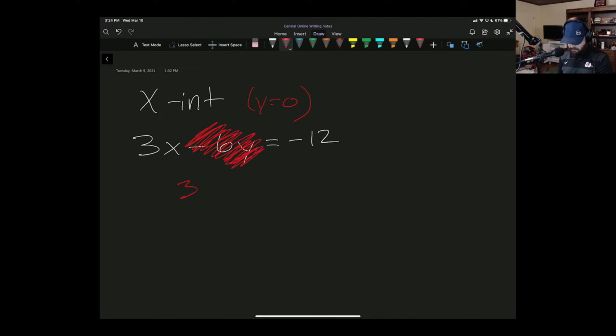So we're going to be left with 3x equals -12. We're going to solve for x. Divide by 3. So we're going to get x equals -4. So my x-intercept is going to be the -4, or the point, sorry, not 0, -4, 0.